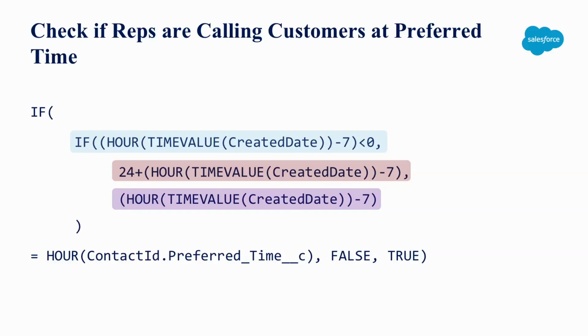And then we just compare it to the preferred time off the contact. And if they're equal, this field would be false. And if it was outside of the preferred time, it would be checked, and you would flag it as a bad case. Does that make sense? I know the local time thing is not awesome.